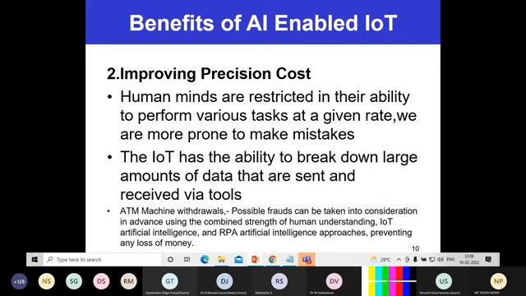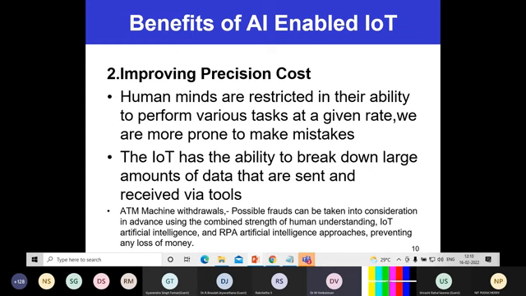And the second one is improving precision. Human minds are restricted in their ability to perform multiple tasks at a particular point of time, so you tend to make mistakes. To avoid that, you can incorporate AI-enabled IoT. The IoT has the ability to break down large amounts of data that are sent and received via tools. For example, you know that fraud detection is another important area people are talking about much, and you are also facing the issues.